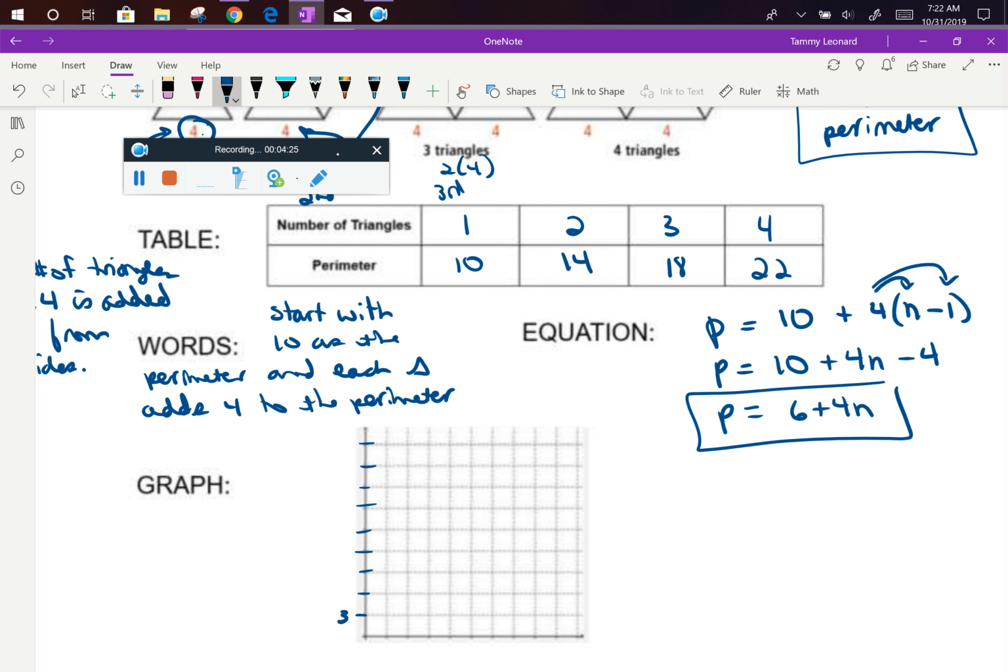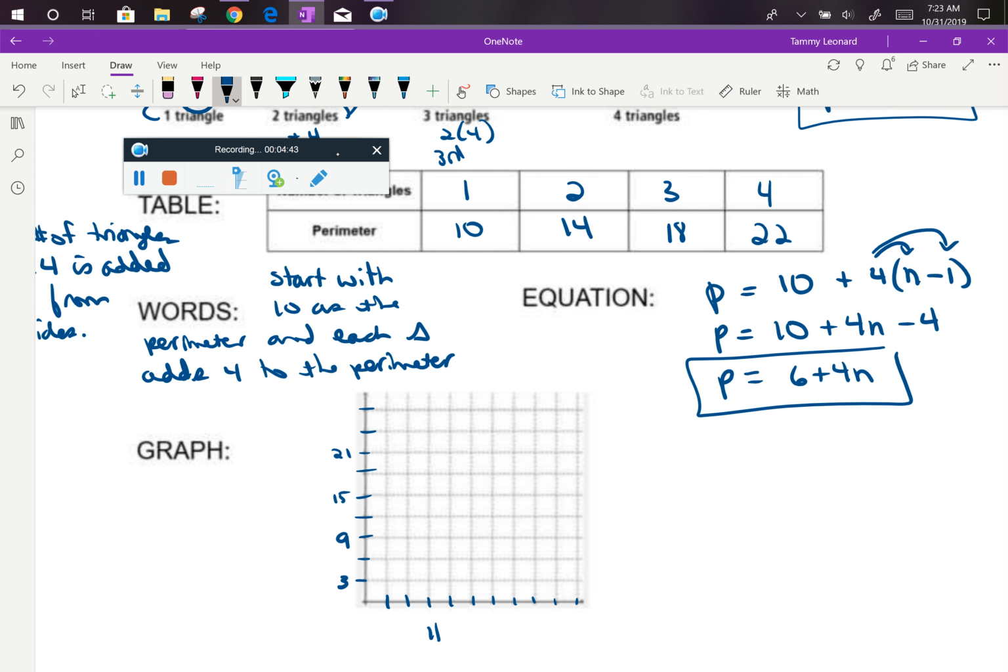So let's go ahead and count by 3's vertically. So 3, 6, 9, 12, 15, 18, 21. And then I can go by 1's along the x-axis. So my x-axis represents the number of triangles, and my y-axis represents the perimeter. And I would just graph each of my points. It's going to be a bit of an estimation because this grid isn't really sized very well for the particular problem.